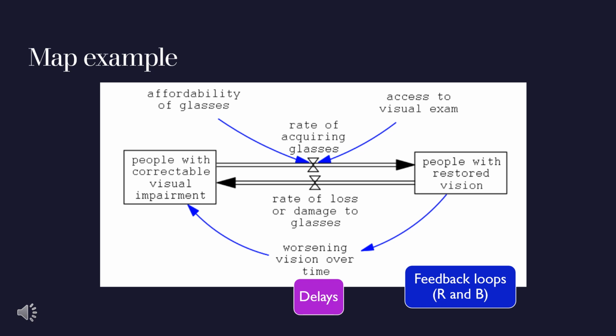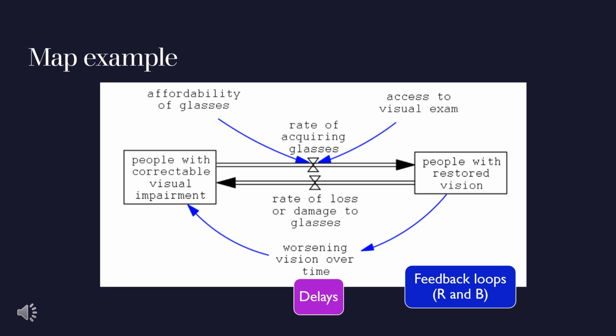One could be that the glasses they receive or purchase become lost or damaged, and that's something that many of us have experienced. While you may have been in the stock with restored vision immediately following receiving these glasses, you've now moved back to where you were before and need to re-enter this system to restore the vision again. Another aspect which exemplifies a delay is the worsening of vision over time. Someone may have a visual exam, get their glasses, and have restored vision, but as they age, over the next few years their vision is slowly getting worse, and then they need a new visual exam in order to get a different prescription and restore their vision.